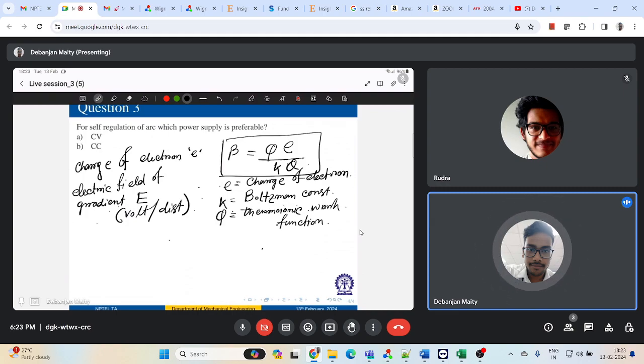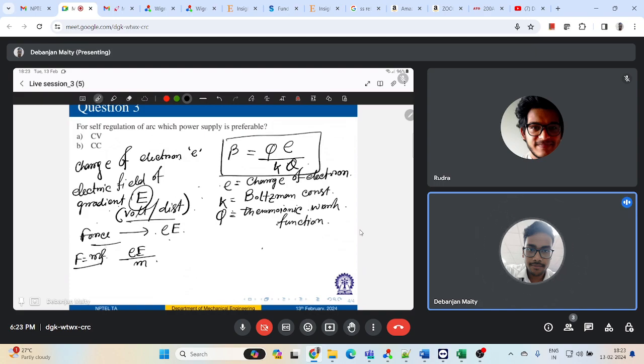So basically that electron will experience a force. What will be the force? If my charge is E and the electric field gradient E is there, which is volt per distance, my force will be this, correct? In other words, it accelerates at a rate of this. You know F equals m a. So what will be my acceleration? E by m, where m is the mass, right?